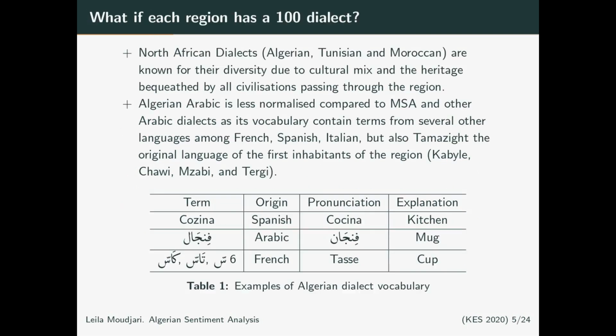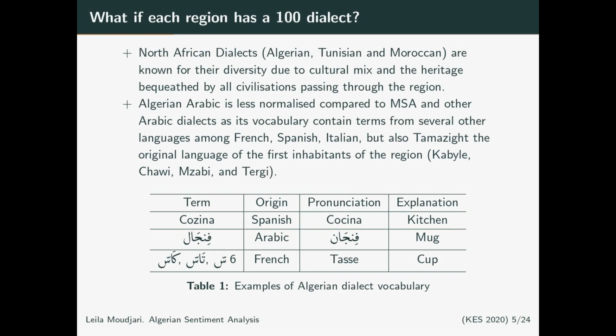Heading towards North Africa, the linguistic situation becomes more complicated, as there is no dialect derived only from Arabic, but rather multilingual dialects. Hence, our interest in Maghrebian dialects in general and the Algerian dialect in particular, which was inspired not only by Arabic but also by Tamazight, the first language of the region, as well as other foreign languages. The table below represents some examples of Algerian vocabulary derived from several languages.